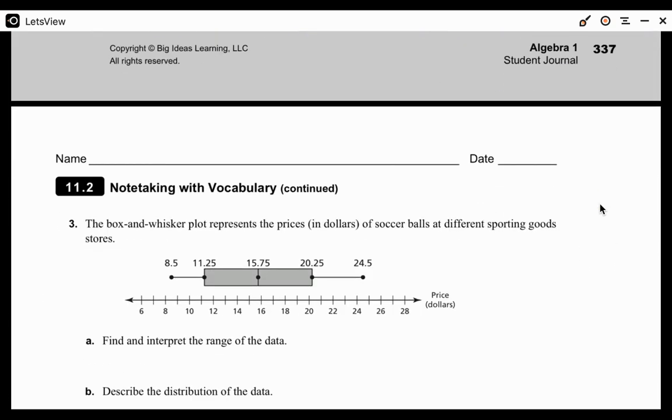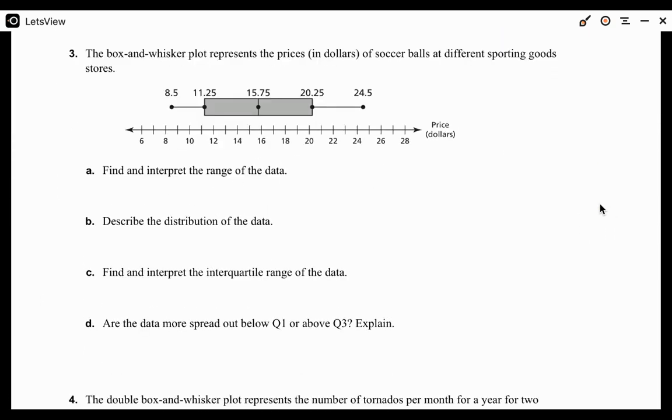Okay, so now we have a couple that are pre-made for us, and we just need to answer some questions about them. Find and interpret the range of the data. So range, remember we do our biggest minus our smallest. So 24.5 minus 8.5 is 16. So that's the range of our data. So the highest is 24.5, the lowest is 8.5, it ranges 16.